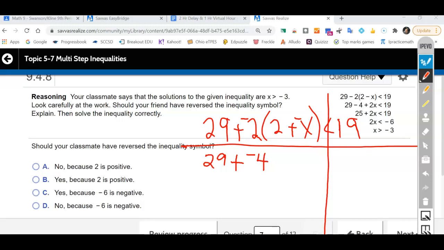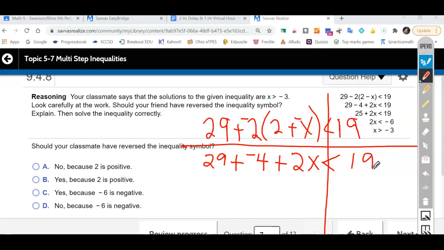Negative 2 times negative x. Does that make sense that that gives me 2x? But is it negative or positive? A negative times a negative is positive. So I've got plus 2x. So far, so good?